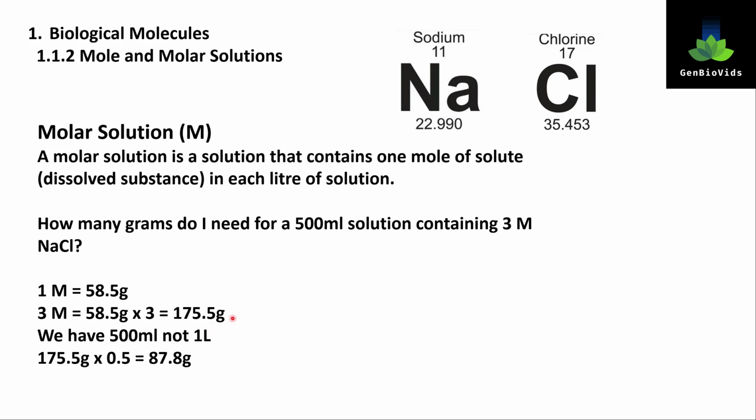175.5 grams. And going back to the definition, a molar solution is a solution that contains 1 mole of solute per litre, and we only have 500 millilitres, not a litre. So we halve the number that we get, so 175.5 grams times 0.5 is 87.8 grams. So to get a 3 mole solution of sodium chloride in 500 millilitres, we need 87.8 grams of sodium chloride.